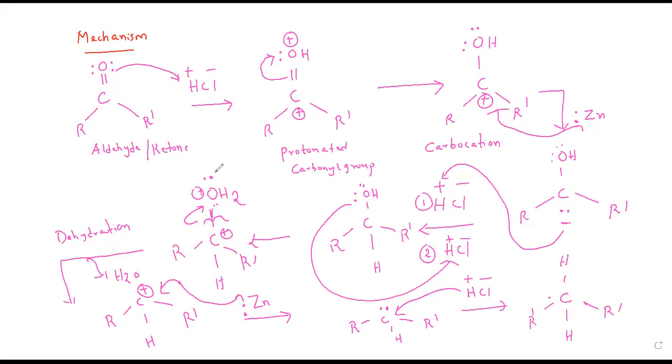This is how the carbonyl group, this C double bond O, has been converted into CH2. This is nothing but the methylene group. This is the mechanism for your Clemmensen reduction. We have completed Clemmensen reduction, the general statement, the reaction, and the mechanism. In this mechanism, you can understand how the carbonyl group has been converted into CH2. Okay, thank you.